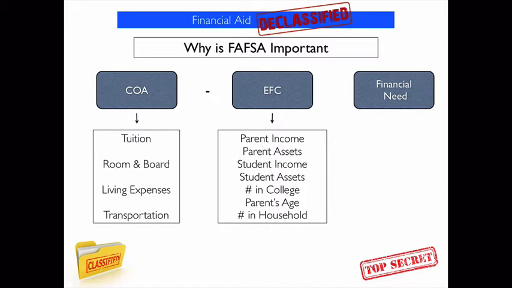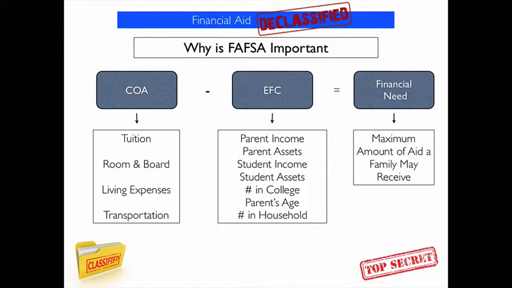This is basically the amount of money that is assumed a family can afford to assist with paying for college. The main difference is the need, and it determines the maximum amount of aid that a family may receive.